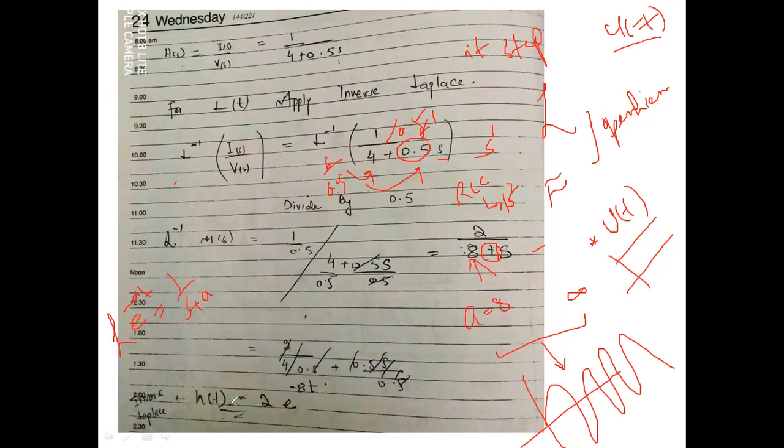Okay, so h of t is equal to 2 e to the power minus 8t. a is 8, so e to the power minus 8t. So that is h of t.